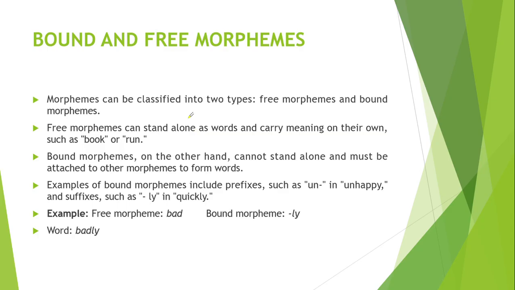Bound and free morphemes. Morphemes can be classified into two types: free morphemes and bound morphemes. Free morphemes can stand alone as words and carry meaning on their own, such as book, run, tree, car. Bound morphemes, on the other hand, cannot stand alone and must be attached to other morphemes to form words. Examples of bound morphemes include prefixes such as un in unhappy, and suffixes such as ly in quickly. So the free morpheme is bad and the bound morpheme is ly in the word badly. I told you this example in our chapter 1.